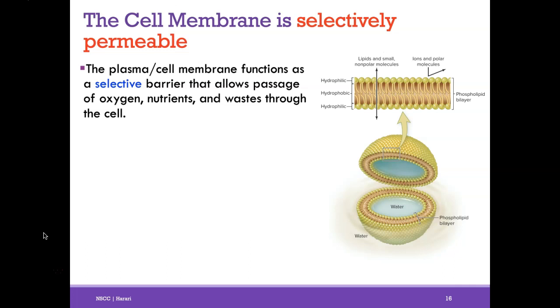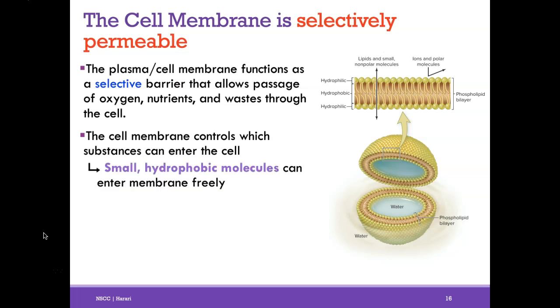So the cell membrane is selectively permeable. This means some things can get in and out, but not everything. So it allows oxygen and nutrients in, it allows wastes out. And the cell membrane is very important to control what can get in and out. So small hydrophobic molecules, so small nonpolar molecules, easily get in and out of the cell. No problem. So lipids and small nonpolar molecules get in and out very quickly.